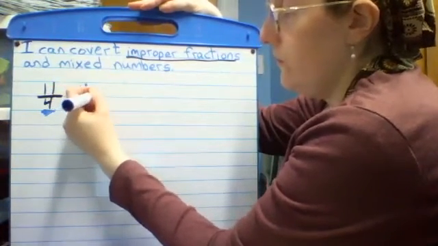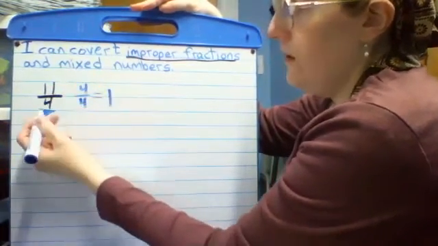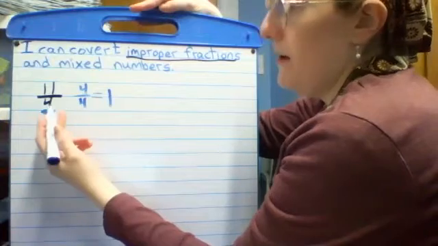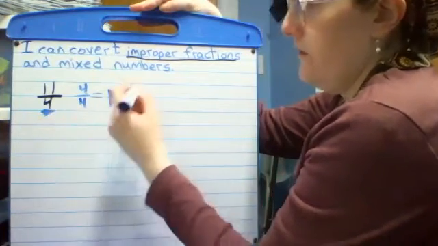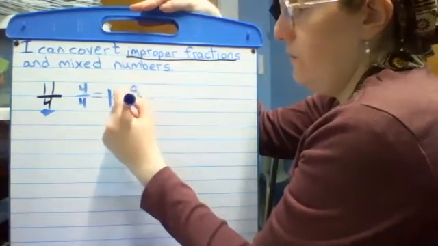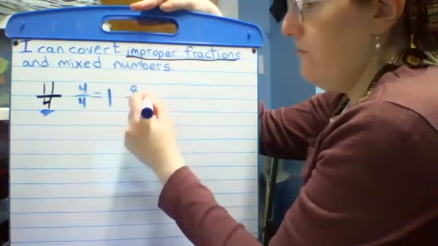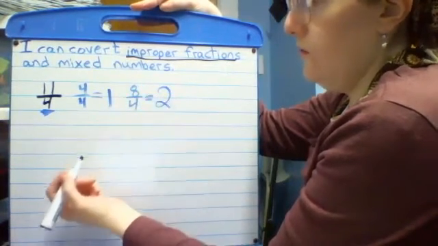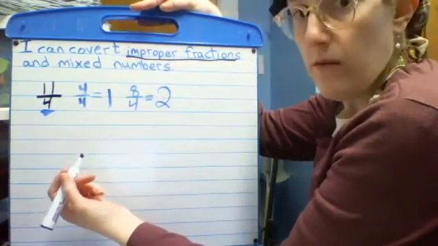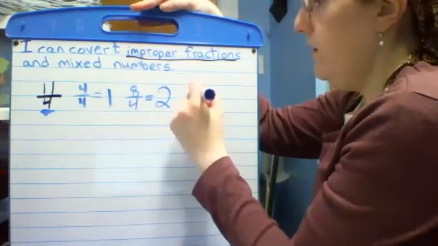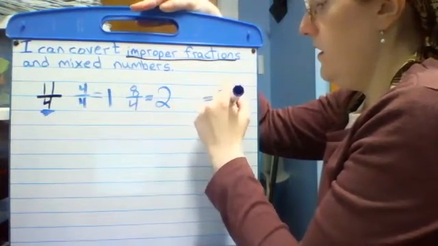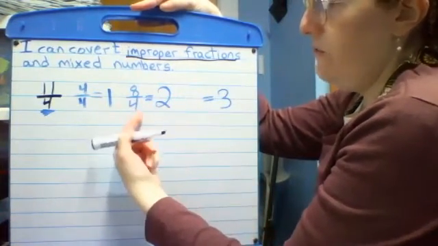4 fourths would equal 1 whole because 4 is the denominator. But I have 11 fourths. So let's think. What would 8 fourths be? If 4 fourths makes 1 whole, then 8 fourths would be 2 wholes. Well, let's keep going for a moment. Let's think. What would 3 wholes be? Well, we're counting by 4s, aren't we?